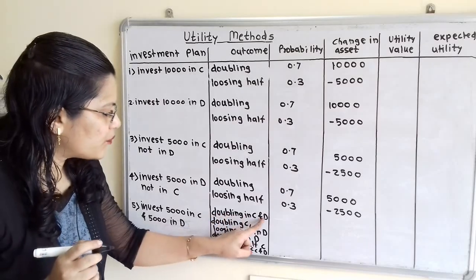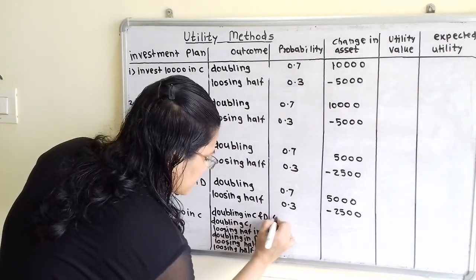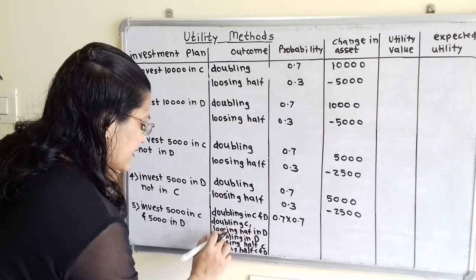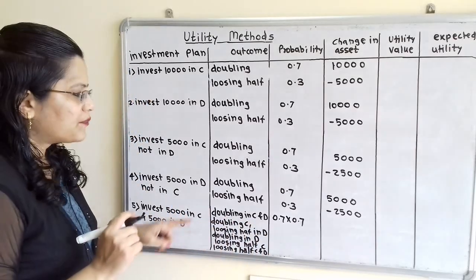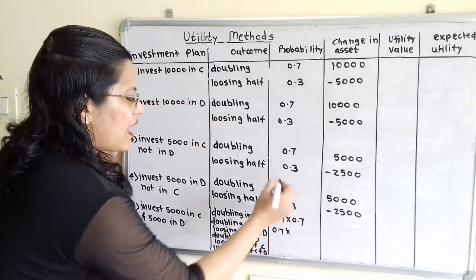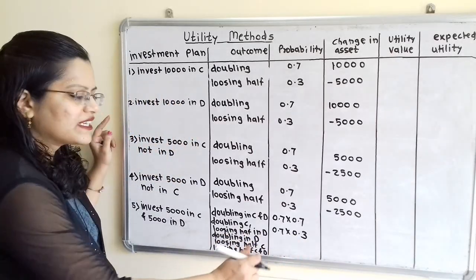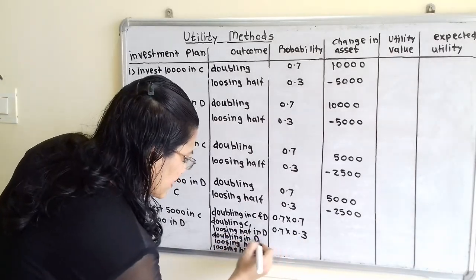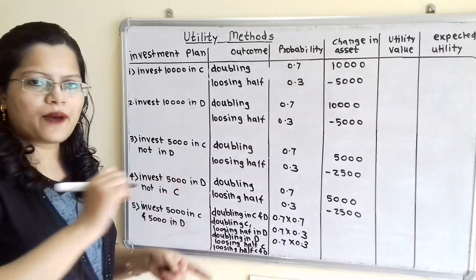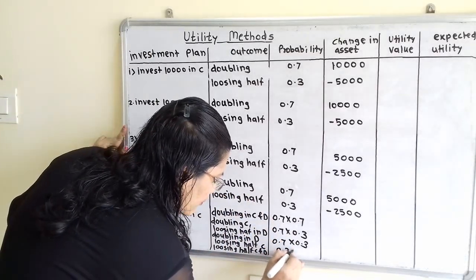Now how to write the probability? When doubling in both C and D, that means 0.7 into 0.7. Then doubling in C and losing half in D: doubling has 0.7 and losing half has probability 0.3. Then doubling in D and losing half in C is 0.7 into 0.3, and losing half in both companies C and D is 0.3 into 0.3.